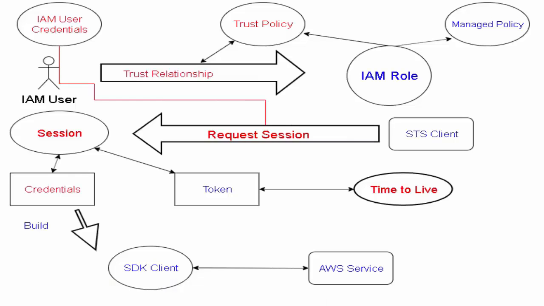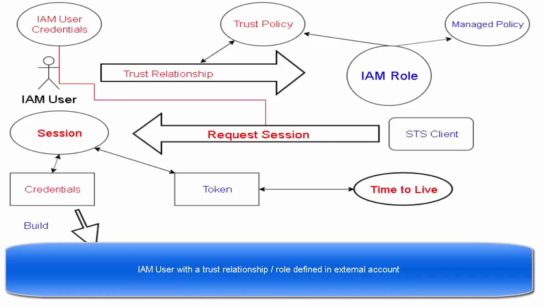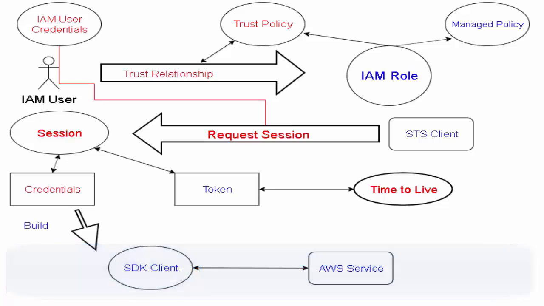Here is an overview of how we create and use STS credentials and how all the bits and pieces fit together. Starting with an IAM user in an account with credentials, using an STS client, they request a session. That session is based on a set of credentials and a token with a predetermined time to live. As long as the token is valid, we can use the STS credentials to build SDK clients to access AWS services.